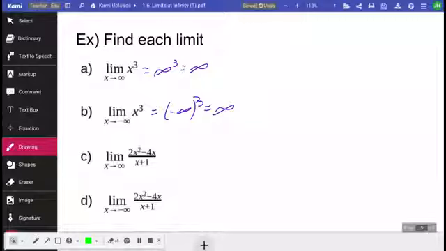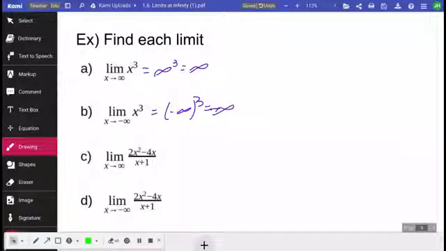Okay, and then if you look at this one, I left off the negative. This will be negative infinity. And then if we look at this one, we're going to break it down a little bit. So we can do what we did before, where we divided by the biggest power of x in the denominator, or we can do something different, which is a good review: we can actually do the long division.